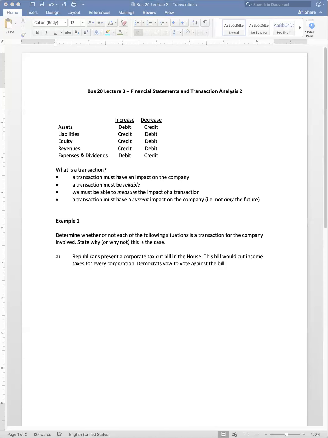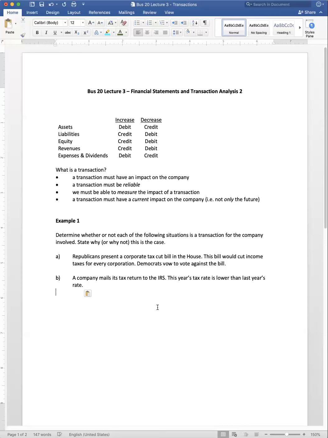All right, let's take a look then at B. A company mails its tax return to the IRS. This year's tax rate is lower than last year's tax rate. All right, so is this a transaction? Whatever your gut instinct, hopefully you can agree that B is a lot closer to being a transaction than A. So let's talk about the specifics.